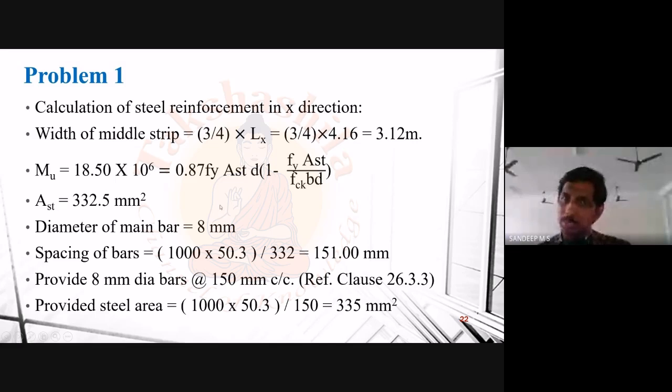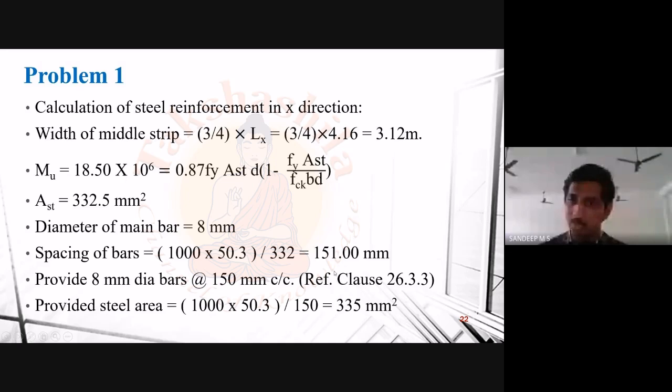Okay, so in this case, this Ast is coming around 332.5 mm², and we have already assumed that we will be using 8 mm diameter bars. So the spacing requirement based on this can be calculated, and in this case they have found it as 151 mm, and they have provided 8 mm bars at 150 mm center to center.